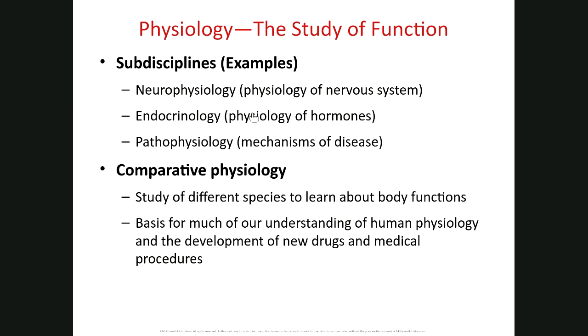Okay, physiology, the study of function. All right, so these are just examples of some of the subdisciplines of physiology. And they're all going to be really specific, okay? Most people who are experts in physiology are going to be experts in one particular system of the body. So neurophysiology, for example, these people who study this subject are going to be studying the nervous system, the physiology of the nervous system, and then so on. You're going to have a lot of different subdisciplines, and these are just examples.